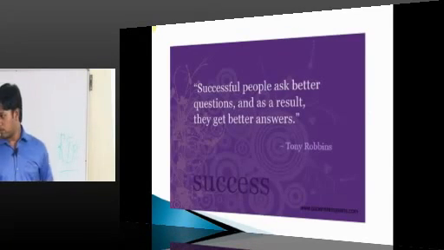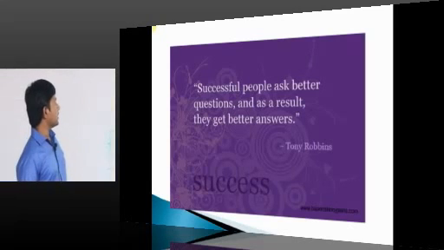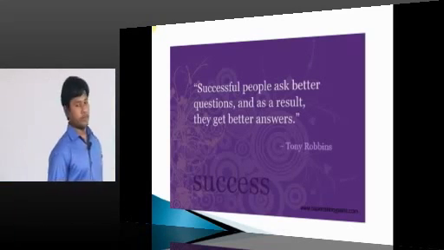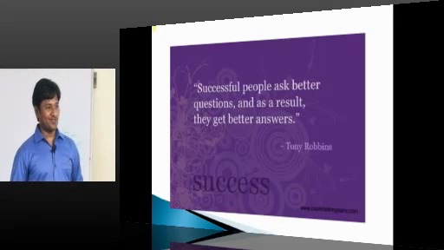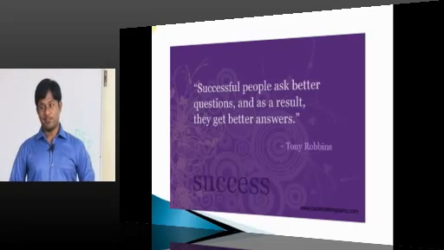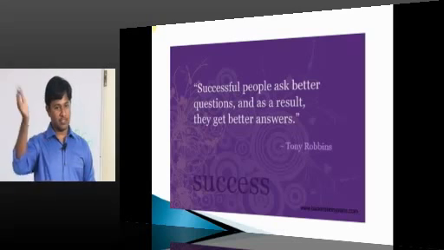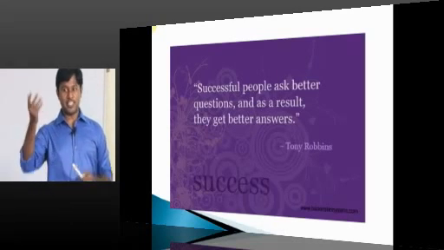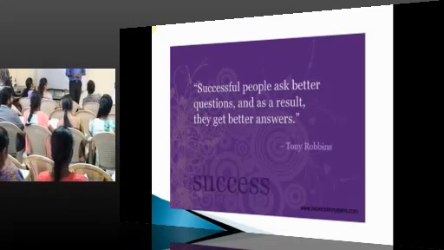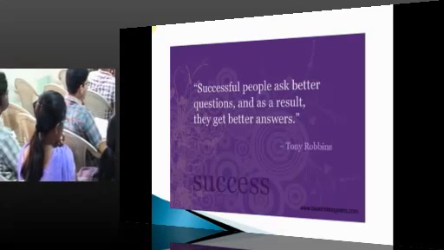Okay, I don't know what this slide is. Successful people ask better questions and as a result they get better answers. Who are the successful people? No, we are all successful. Getting an MBBS seat is always successful. Apart from all those things, more successful, less successful only. Now, I just want to have some more successful people who are going to ask some better questions.